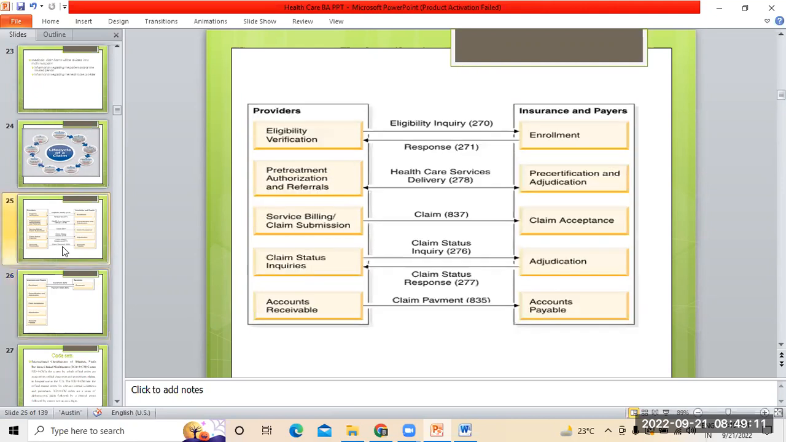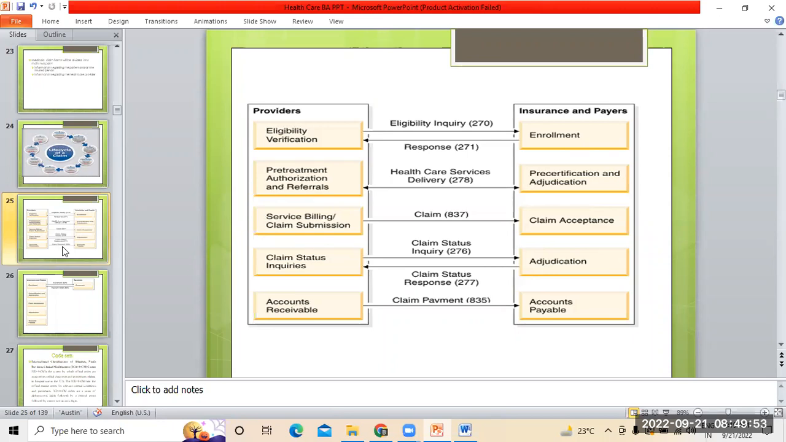What I can suggest is that you read or understand eligibility and enrollments in three different ways. One is eligibility verification and enrollment, think of it as one level. Second, pre-authorization referrals, and whatever the pre-certification adjudication process is, take it into the second level. Whatever is claim related, service billing, status inquiries, receivables, you take it into the third level, so that you can understand this better.